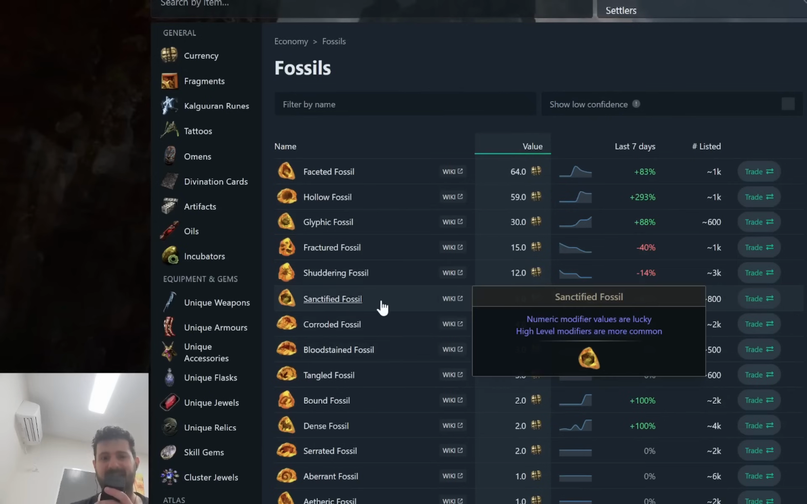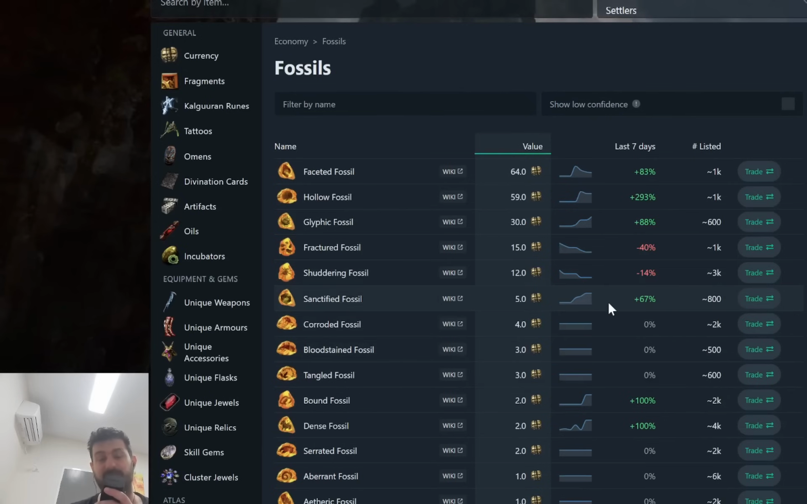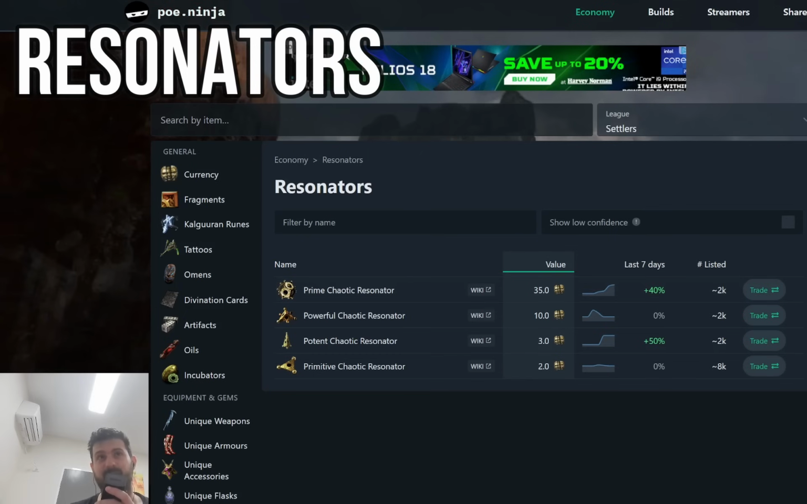You will make some money. And sanctifieds have gone up to about 5C as well. So they're up 67%. So definitely worth fossil hunting in Delve. Now, resonators. This is where the money is.